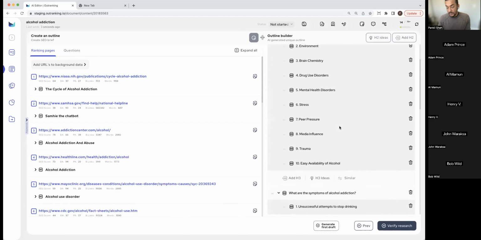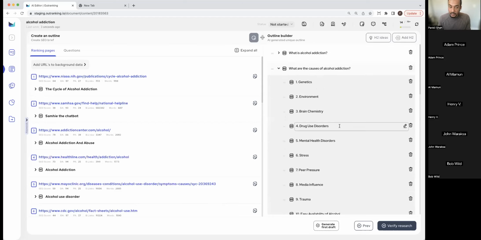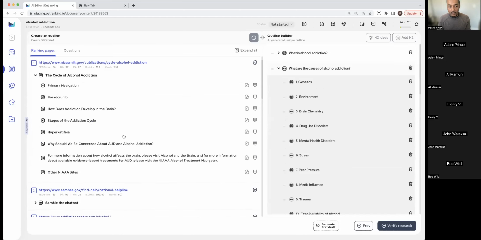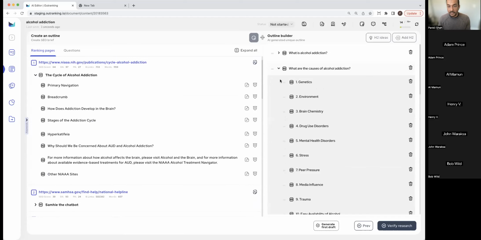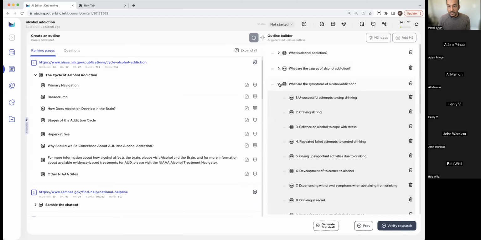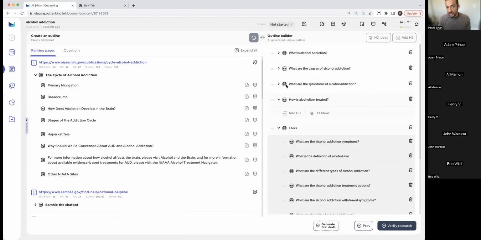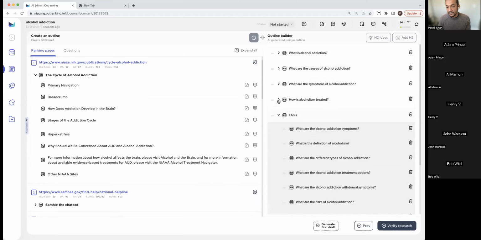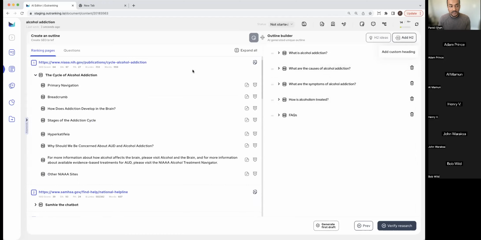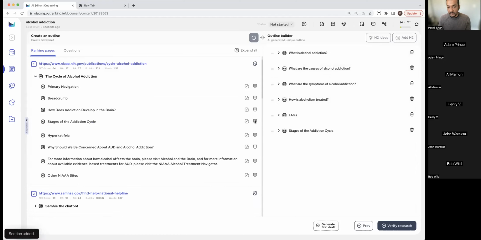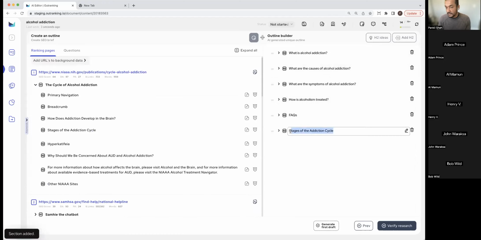Okay, we're still not done. You might think that I had the perfect outline, right? Am I really done here or not? No, we're not done. I still want to go and check what other people have written about. So let's see the stages of the addiction cycle, right? What are the causes? What are the symptoms? But there's one thing that can go in here, stages, obviously. So what you can do is insert this and rewrite this eventually, right?